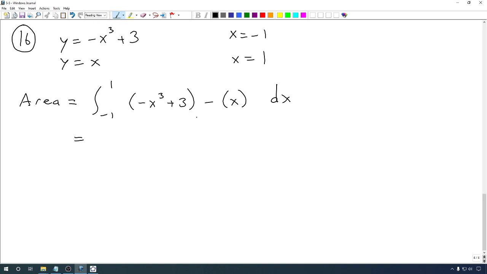Though it was useful to graph it because we needed to make sure that we knew which one was on top and which one was on bottom. We also need to make sure that they didn't intersect somewhere. If they did intersect, well, we'd probably have to split up our integral like we did in the last problem.